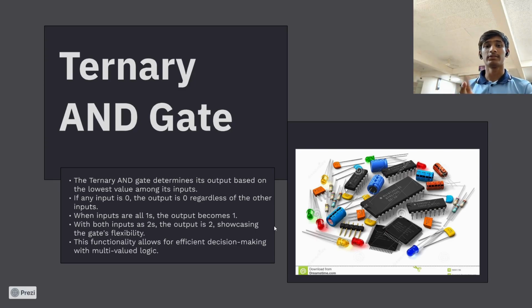And if there is 0 and 2, then the lowest is 0, so the output is 0. When all inputs are 1, the output becomes 1. When both inputs are 2, the output is 2, showcasing the gate's flexibility. This functionality allows for efficient decision making with multi-valued logic.